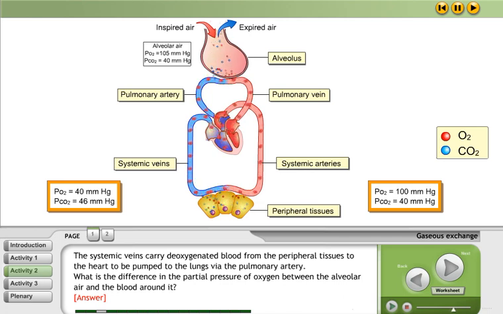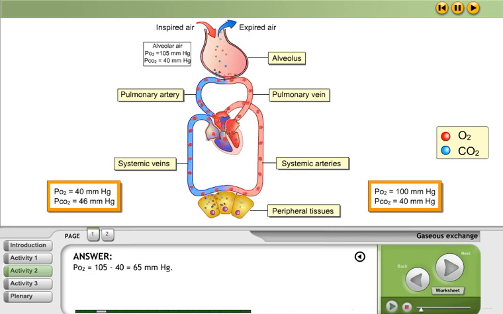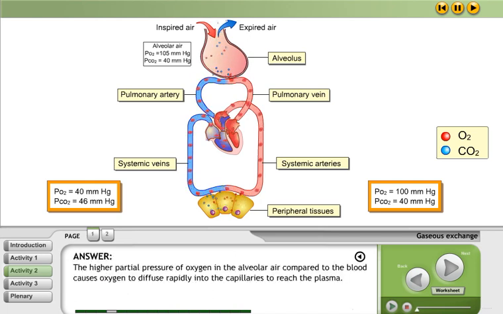What is the difference in the partial pressure of oxygen between the alveolar air and the blood around it? Answer: partial pressure of oxygen equals 105 minus 40 equals 65 mm mercury. What is the effect of the difference in partial pressure of oxygen? Answer: the higher partial pressure of oxygen in the alveolar air compared to the blood causes oxygen to diffuse rapidly into the capillaries to reach the plasma.